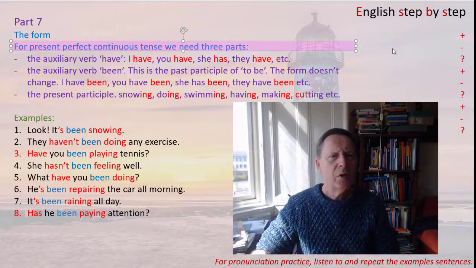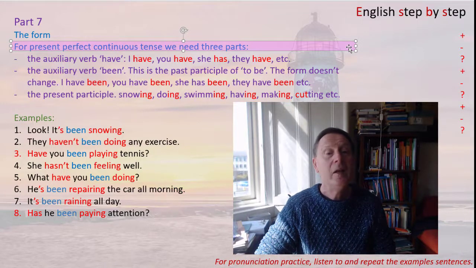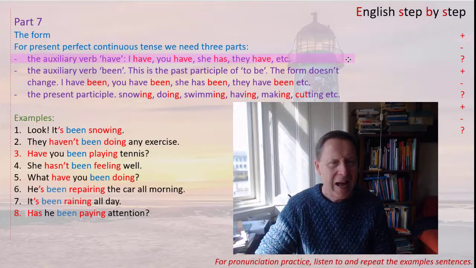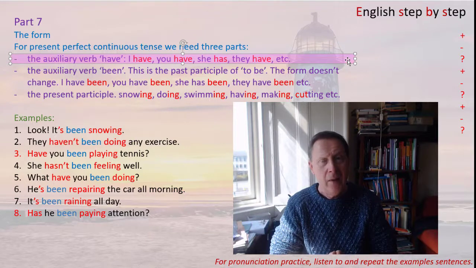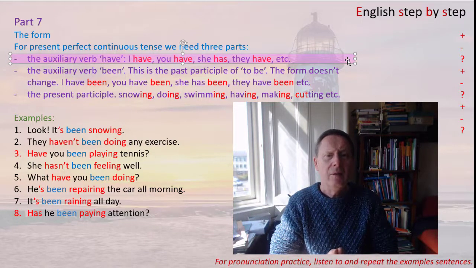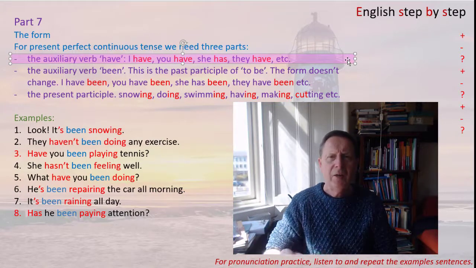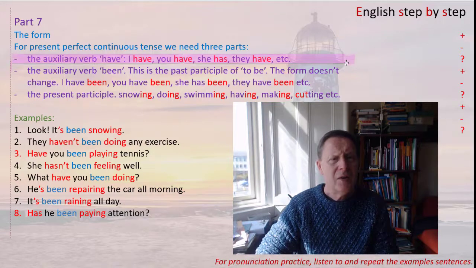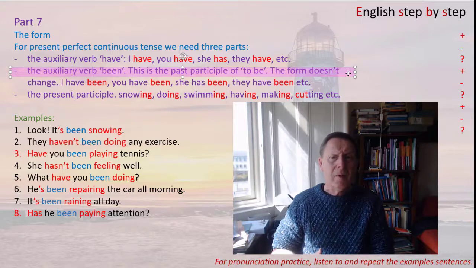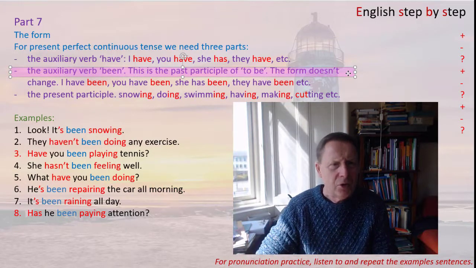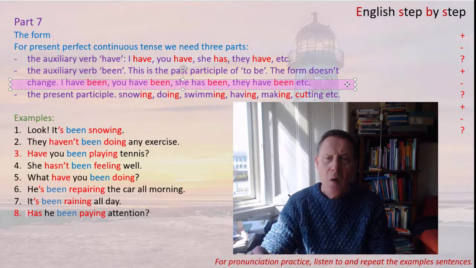So now we can just look briefly at the form of the present perfect continuous tense. So we need three parts. The auxiliary verb have: I have, you have, she has, they have, we have. So it's in the third person, she has, he has, it has, that we see the change. And we also need the auxiliary verb been. Now this is the past participle of to be, and this form doesn't change. I have been, you have been, she has been, they have been. Always been.